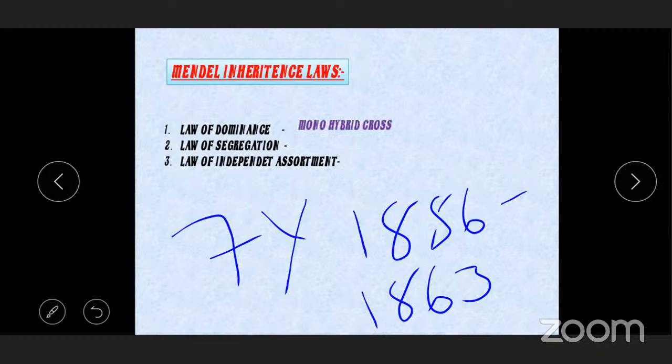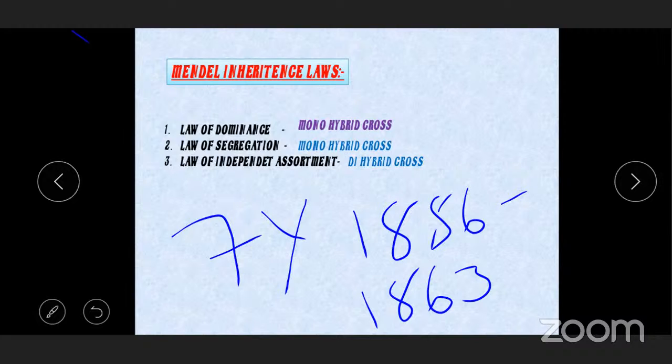To explain the law of dominance, Mendel chose a monohybrid cross. To explain the law of segregation, Mendel also chose a monohybrid cross. To explain the law of independent assortment, Mendel chose a dihybrid cross. How many laws are there? 3 laws, proposed by Gregor John Mendel.